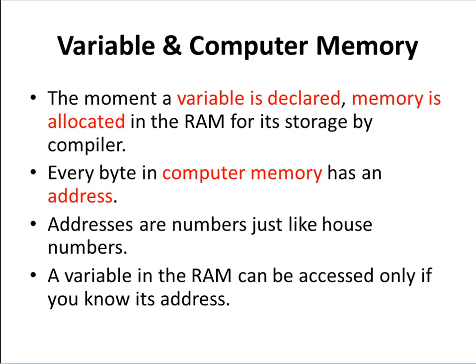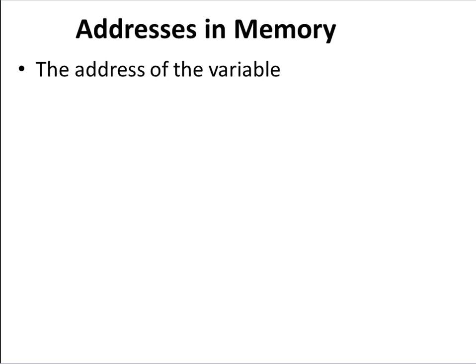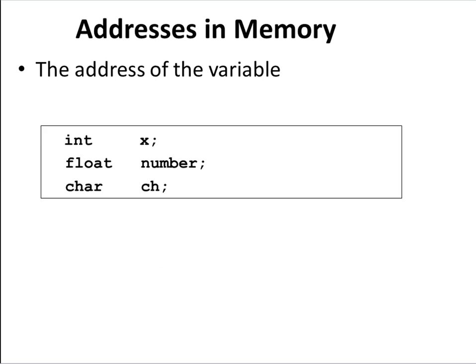Every byte in a computer memory has an address. These addresses are just like home numbers or house numbers. In a computer program, these variables are declared as per our requirement. A variable in RAM or computer memory can be accessed only if you know its address. And addresses are required to understand the pointer, how a pointer uses these addresses and how these addresses are useful in a pointer.